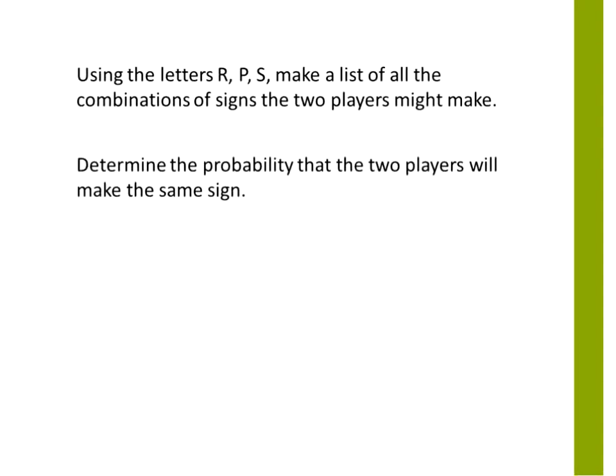Maybe using the letters, you could do this on a piece of paper. Using the letters R, P, S, for rock, paper, scissors, you could make a list of all the combinations of signs that the 2 players might make. And from that list, you could figure out the probability that both of them would make the same sign.